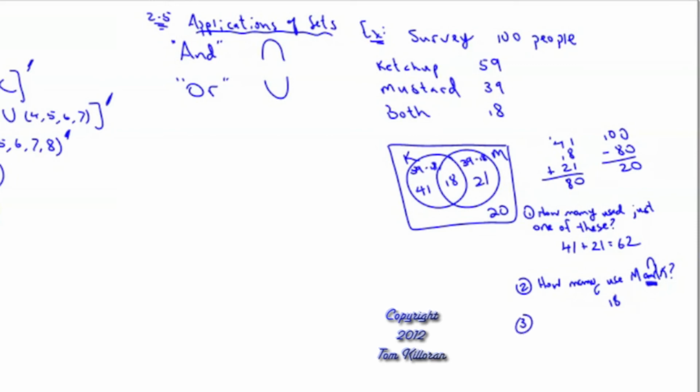And then a sillier question. How many used mustard or ketchup? Key word there is or. Now, or is union. How many used mustard or ketchup? 80. Where'd you get the 80? 41 plus 18 plus 21. Why? Well, because union means put them all together. All three numbers. So that's a simplistic one.